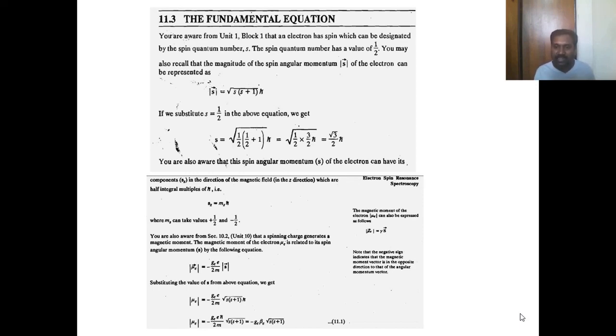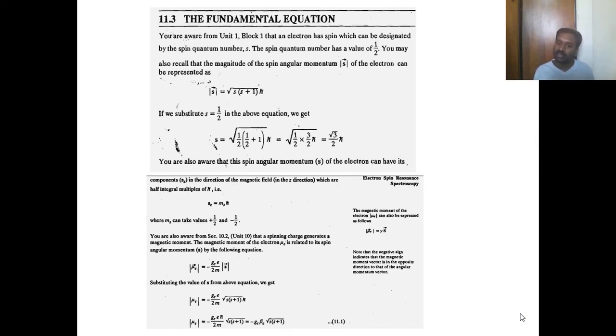So what is MS? MS is a quantum number which comes into the picture only in the external magnetic field application scenario. Fine. Now, if S is equal to 1, what are the orientations possible? MS is equal to -1, 0, +1.